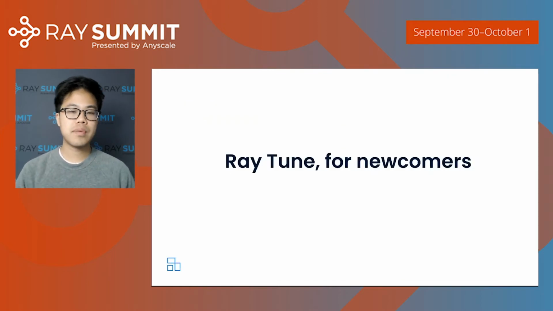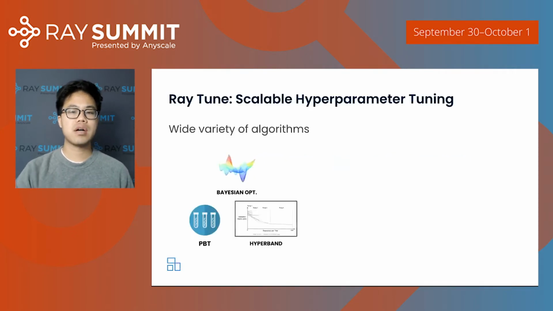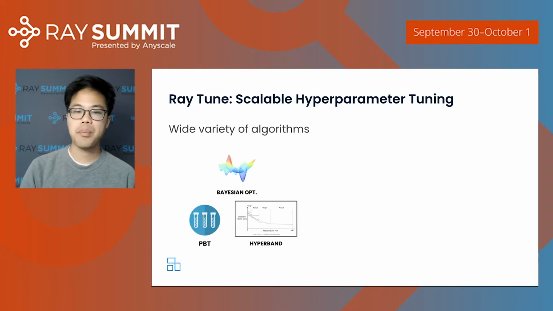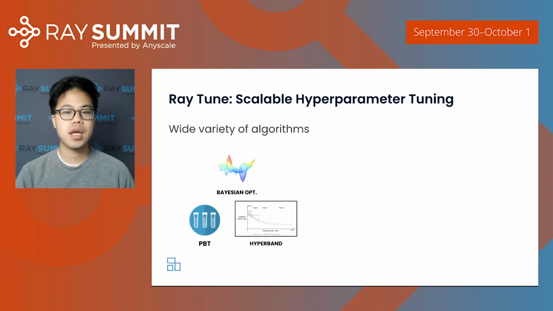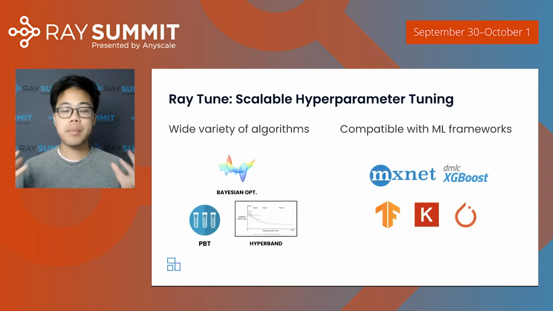So let's begin with a quick whirlwind tour of RayTune. RayTune is a library for scalable hyperparameter tuning on top of Ray. It offers a variety of cutting-edge algorithms such as population-based training, Bayesian optimization, and hyperband. Similar to other state-of-the-art hyperparameter tuning solutions, it offers compatibility with basically any machine learning framework out there today.